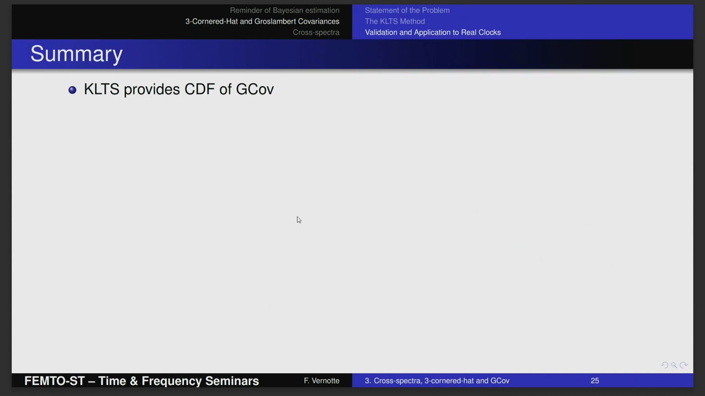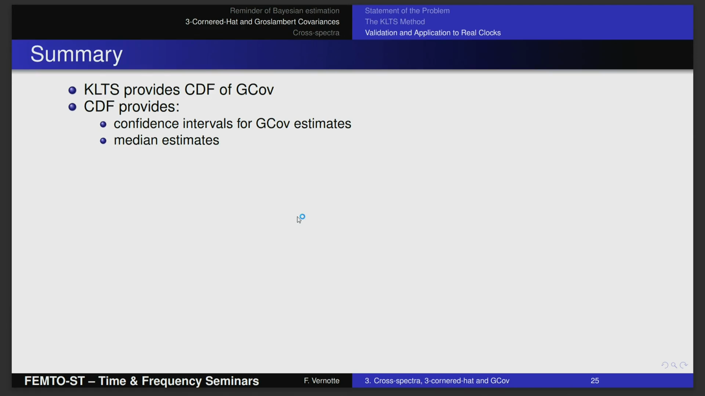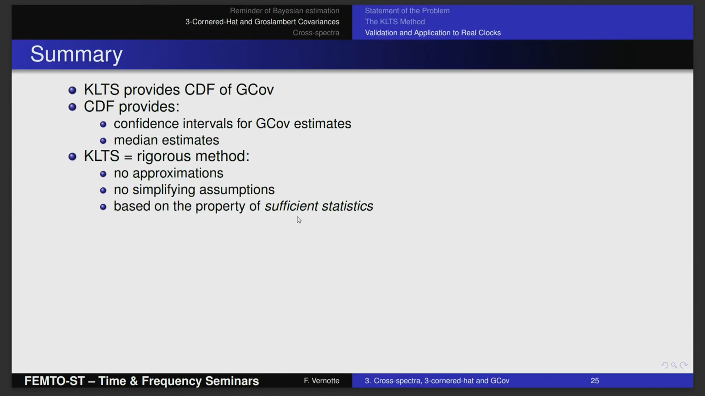So to summarize this first part, I will say that KLTS provides a CDF of Zhikov. So the CDF provides confidence intervals for the Groslambert covariance estimates. It provides, if you want, median estimates, but generally it's not so useful. KLTS is a rigorous method because there is no approximation, there are no simplifying assumptions, except when we consider, for instance, that we have no correlation between the samples. And it's based on the property of sufficient statistics, which decreases the number of computations that you have to do in order to get the result.